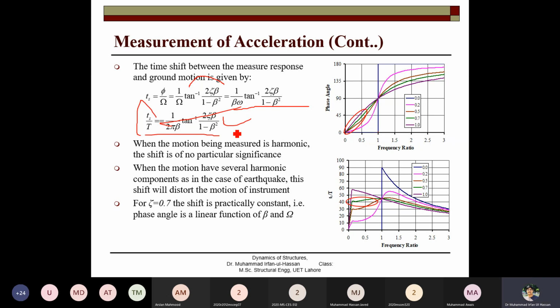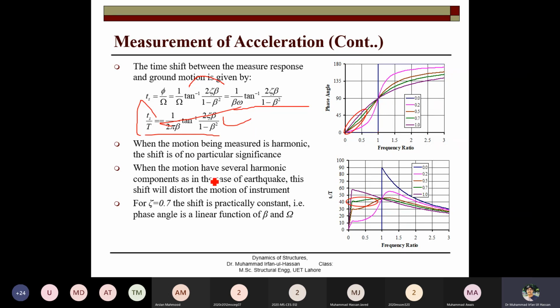And when the motion being measured is harmonic, the shift is of no particular significance. So if there is a regular harmonic motion, the shift is not significant. But in the case of an earthquake, the blue line is where the damping ratio is 0, shown for different values of damping and for different values of the frequency ratio. If the frequency ratio is from 0 to 1, it's not significant. If it is 1, then the behavior of the time shift Ts over T is like that.